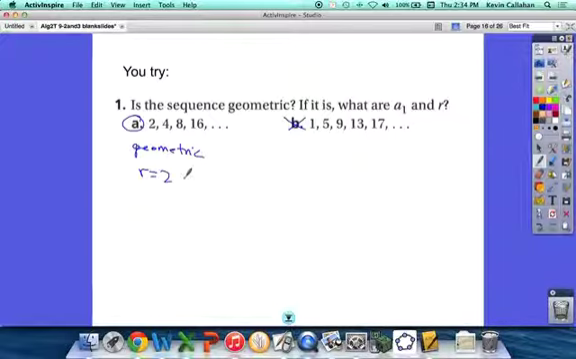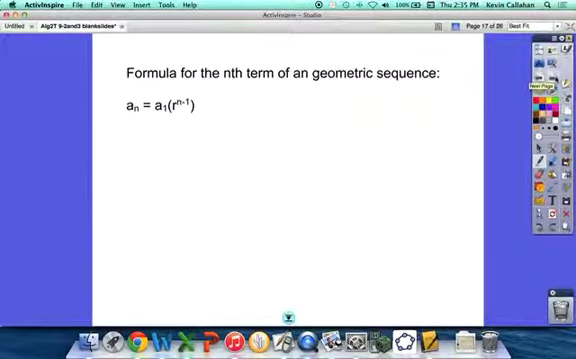Okay, so next, we need a formula. Formula for what? For the nth term, right? We need a formula for the nth term of the geometric sequence, and that is: a_n equals a_1 times r to the n minus 1. So we know a_n means the formula for the nth term. The a_1 is the first term. The r is the common ratio. The n is the ordinal number of the term.